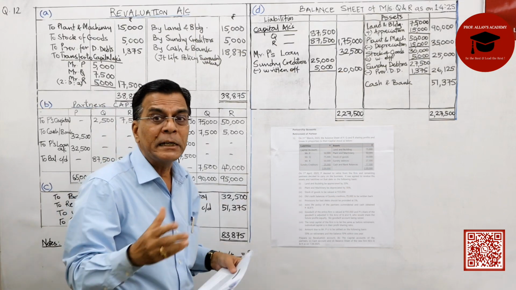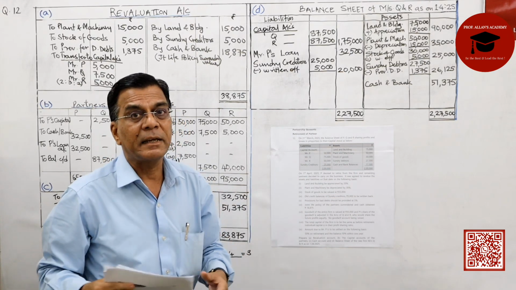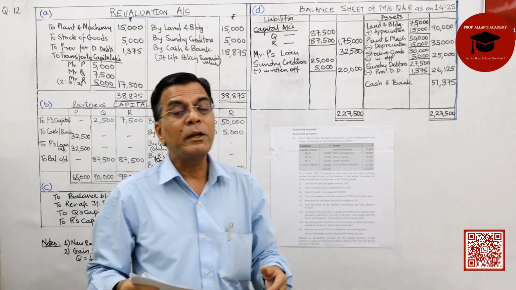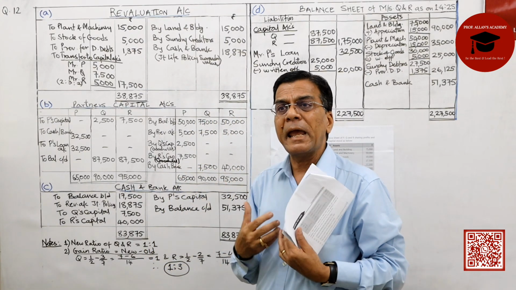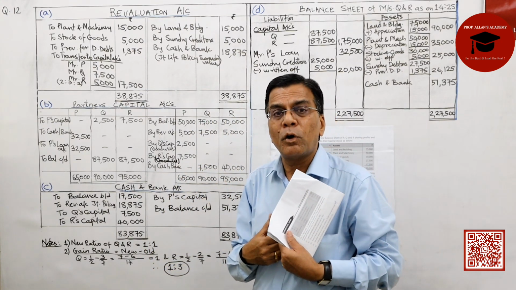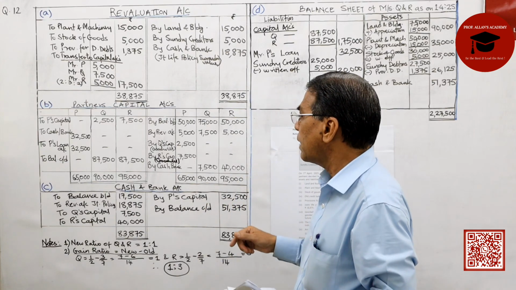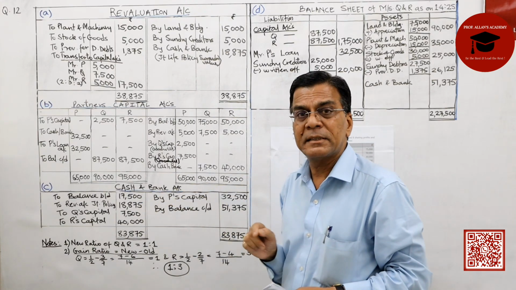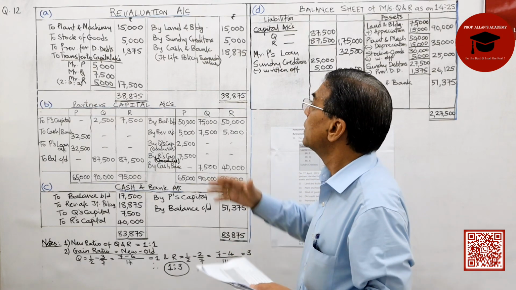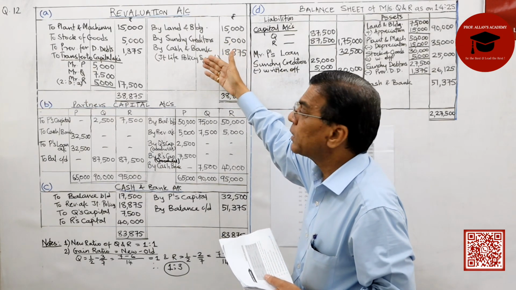Next, there is a joint life policy which the partners had taken and now they are surrendering. When you surrender a joint life policy, it is a gain that will come for the business, and therefore we are receiving it in cash, 18,875. So this will be a gain for the business.